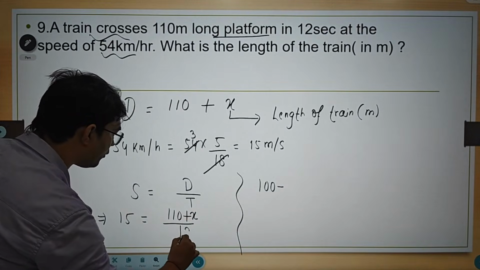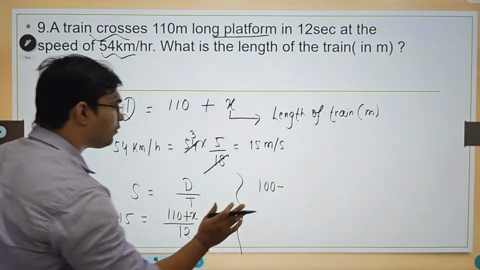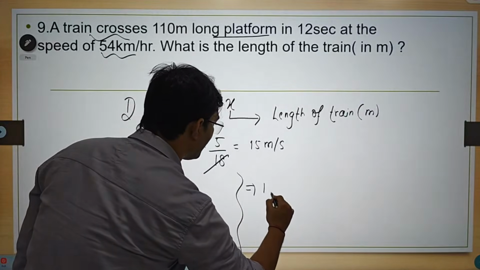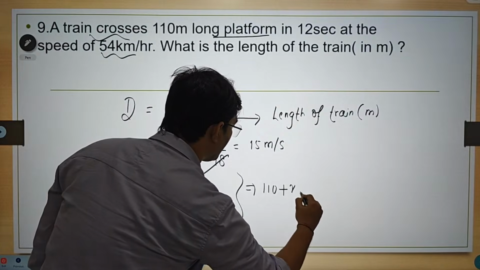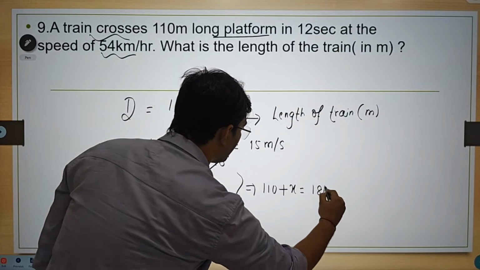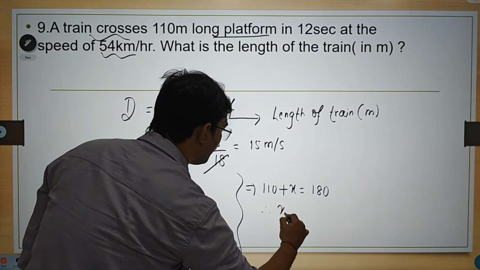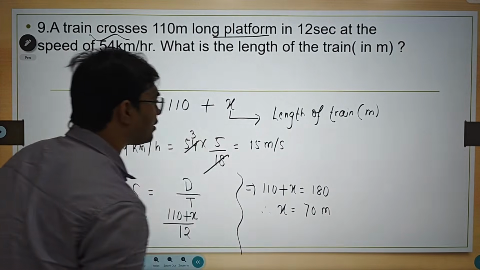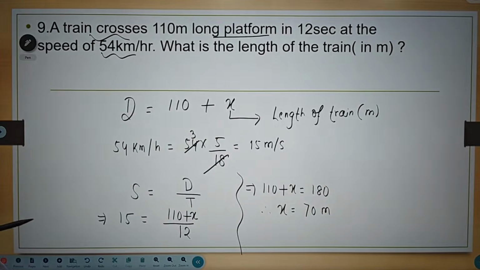Divided by 12. 15 into 12 is 180. So I can say 110 plus x equals 180. Therefore, the value of x will be 180 minus 110, which is 70 meter. So what is the length of the train? The length of the train will be equal to 70 meter.